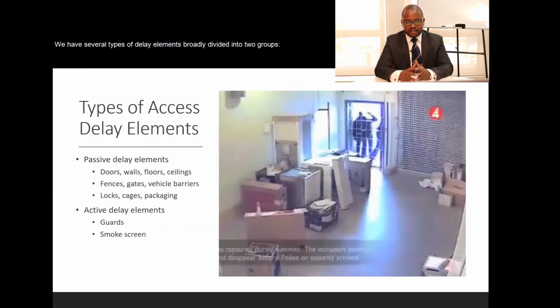We have several types of delay elements, broadly divided into two groups: passive delay elements and active delay elements. For example, a passive delay element would be locks on doors, among other things. This will slow down access to a critical asset such as a chemical. An active delay element would be a guard at a given door and so on. They will not only deter, but they'll also delay the adversary from accessing the critical chemicals in our facilities.